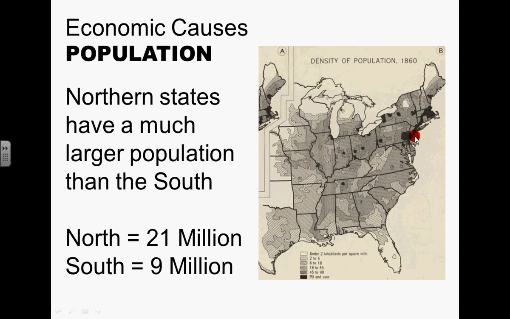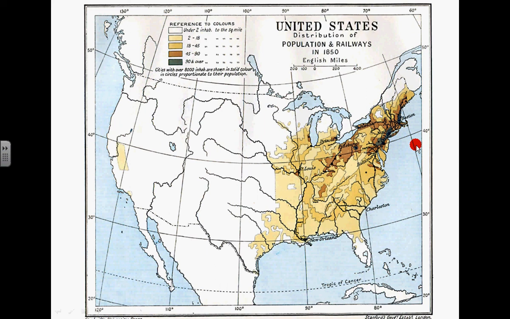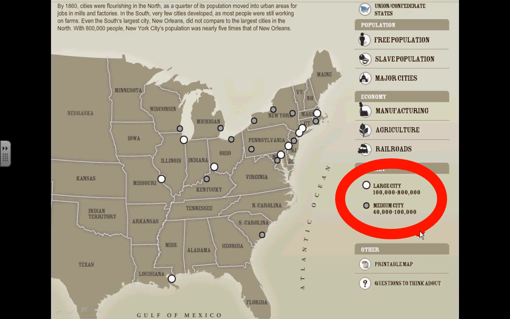If we look at this next slide, again, this one in a little bit more color, but this was in 1850, so this is about 10 years before the start of the war. But you can see the dense population up here in the northeast, and then how it trails off quite a bit in the south. This next map shows a good illustration of where the cities are.